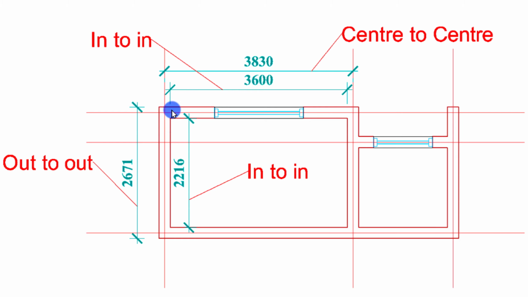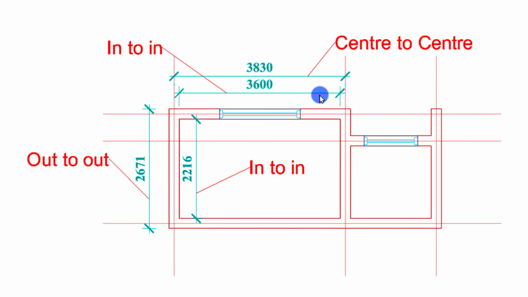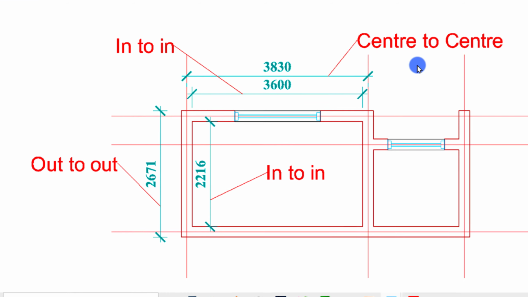You can see this dimension starts from the surface of this wall to the surface of the other one. If you are measuring from one wall surface to the other one, it's called the in-to-in measurement. If you are measuring from the center of the wall to the center of another one, it is center to center. Or you can equally measure from out to out, that is from outside the wall to outside another wall. So in this case, we're going to use the center to center.